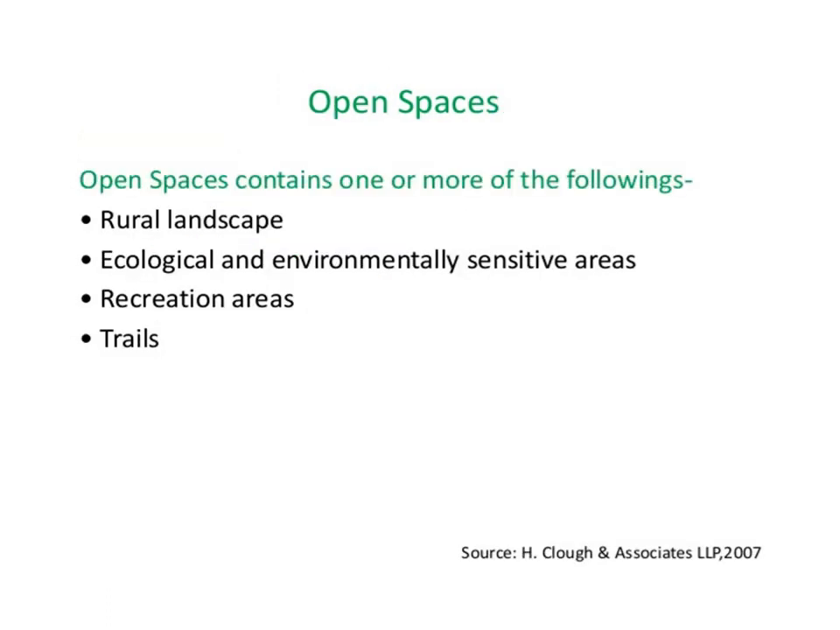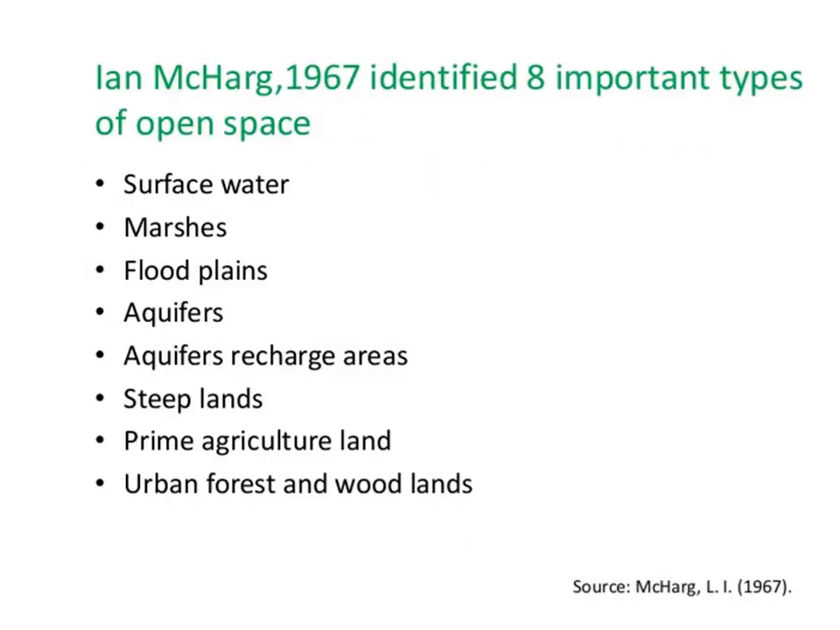This slide represents the landscape architecture, a garden along the overbridges, in the indoors. Then as per EN 1967, 8 important types of open spaces were identified: surface water, marshes, flood plains, aquifers, aquifer recharge area, steep lands, prime agricultural land, urban forest and woodlands.